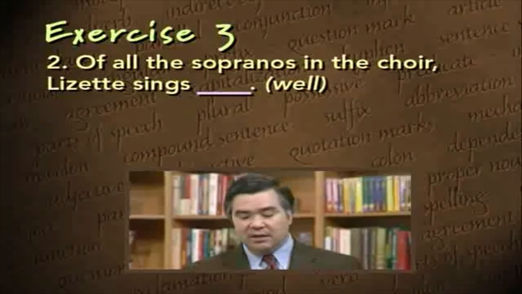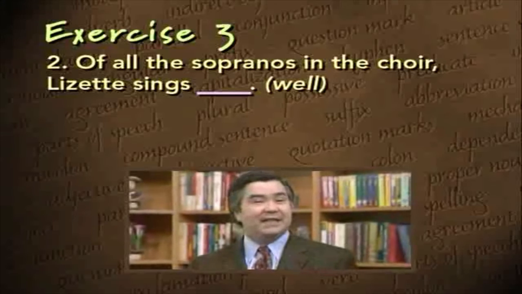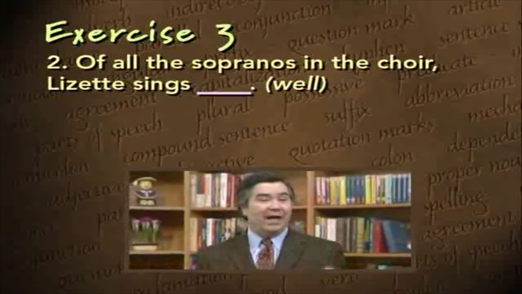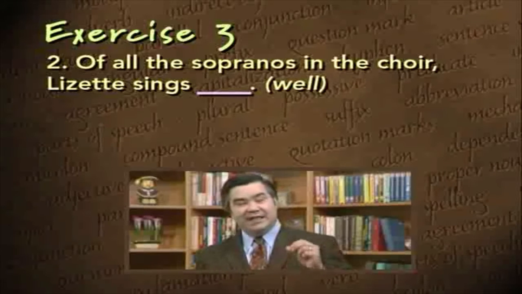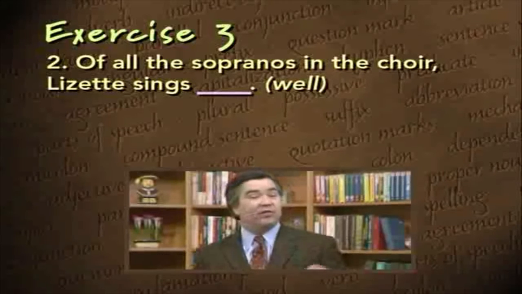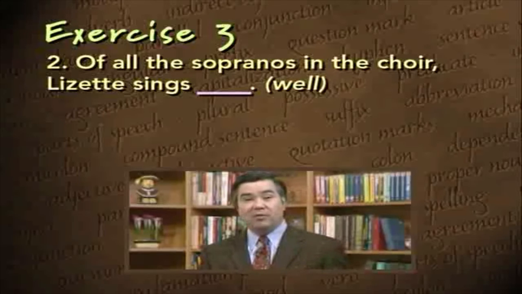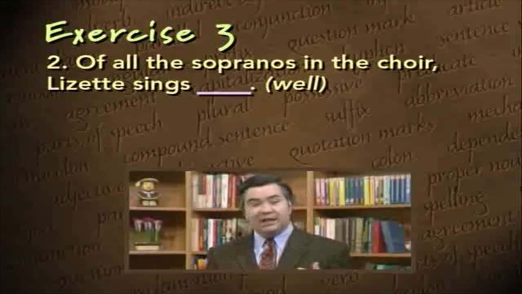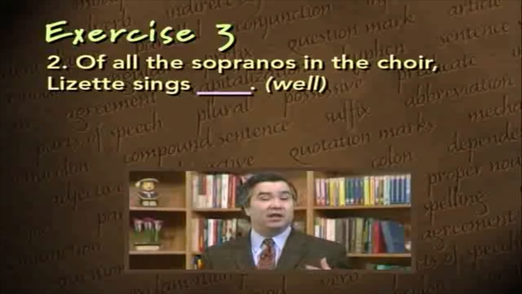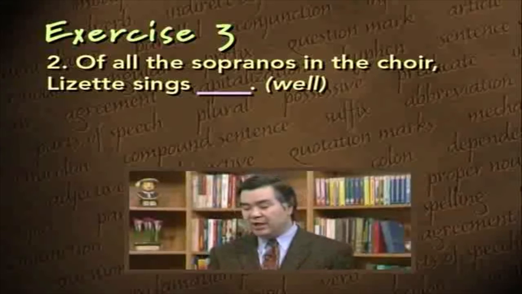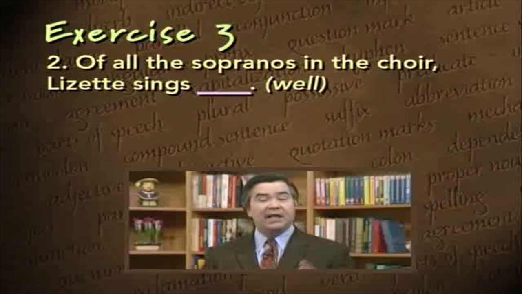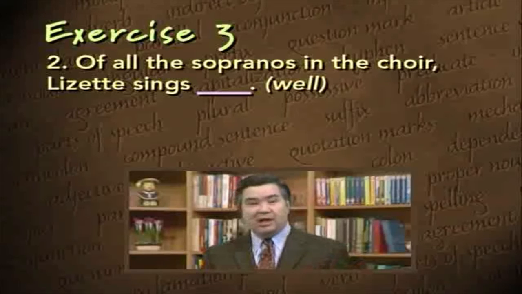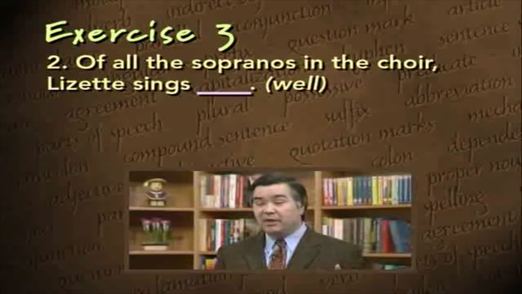Next example. Of all the sopranos in the choir, Lisette sings blank. And the positive degree of the word is well. Now, in this case, do we want a comparative or superlative form of the adverb well? Once again, it's based on how many things or people are being compared. And in this case, it seems clear that more than two people are being compared. The sentence reads, of all the sopranos in the choir. And in a normal choir, you would certainly have more than two sopranos. If there were only two, the sentence would probably read differently.